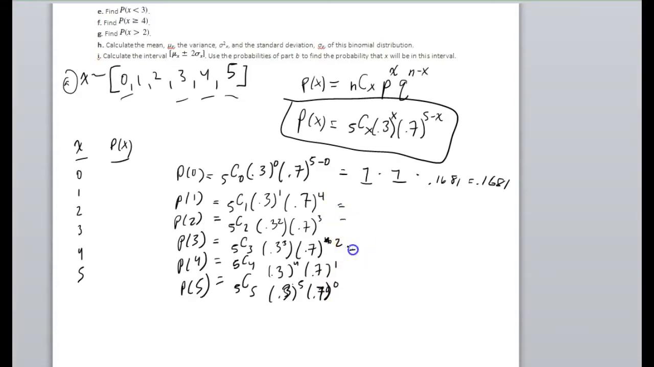And when we go ahead and calculate all these out, we're going to get 0.3602, 0.3087.